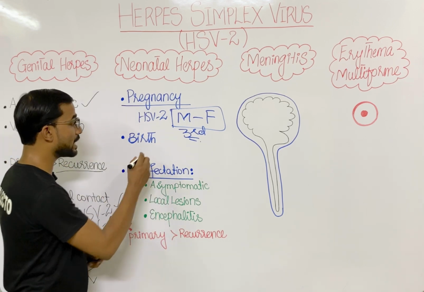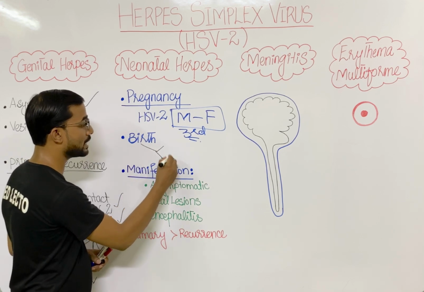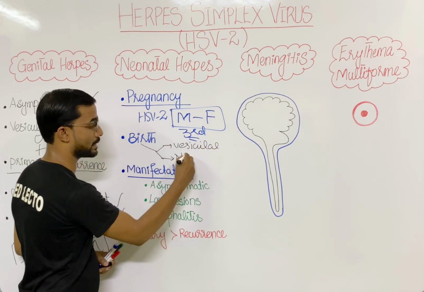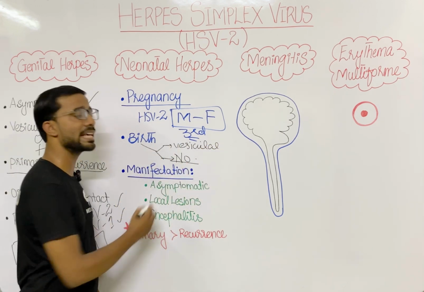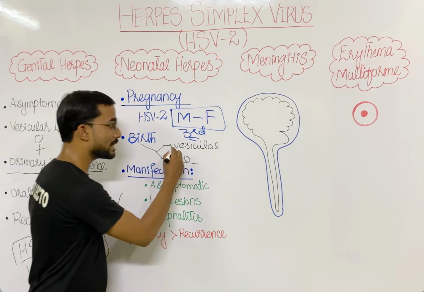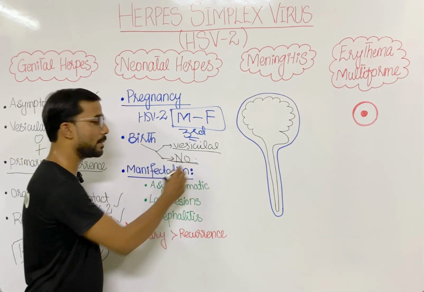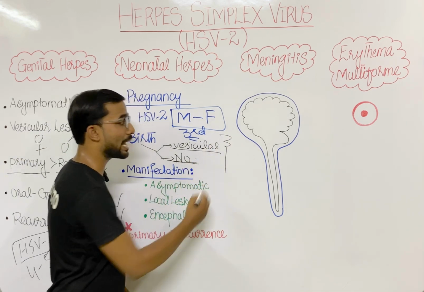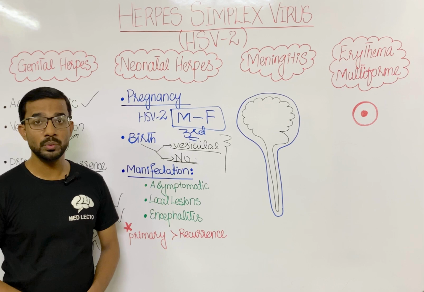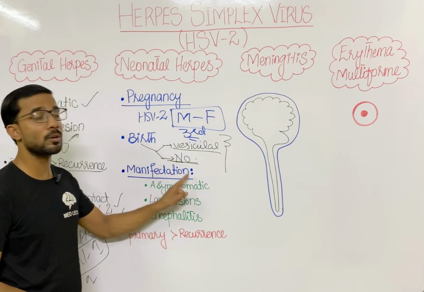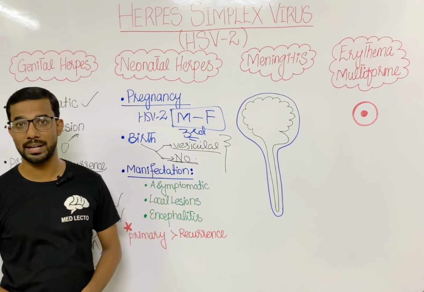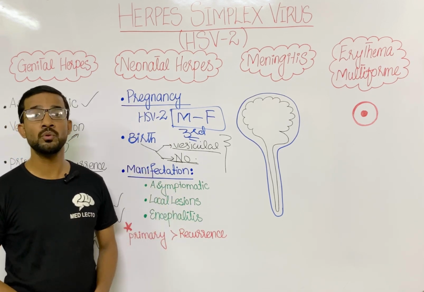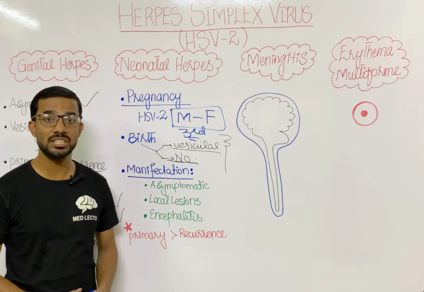You can also see vesicular lesions at the birth canal that may be present or may not be present, meaning an asymptomatic state. Vesicles can be present or absent. In both situations, the virus can be transmitted to the neonate, because in the asymptomatic state you can also see shedding of the virus. So the most important thing for prevention of neonatal infection is cesarean section.